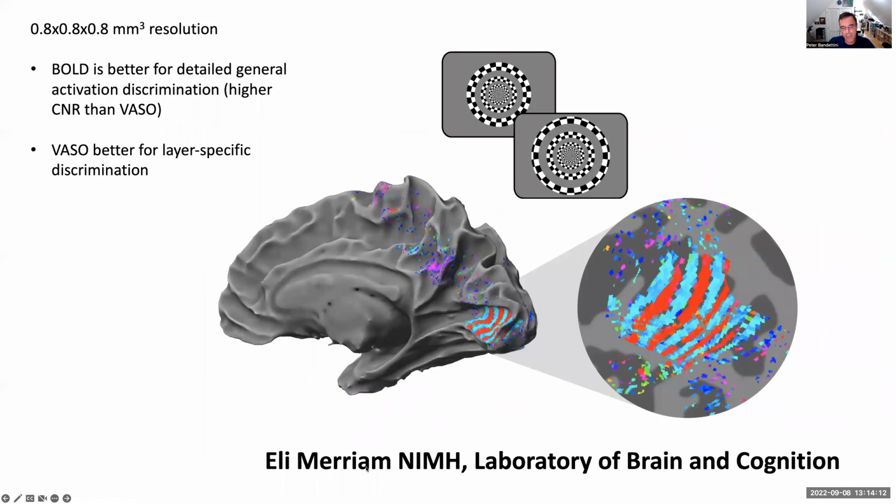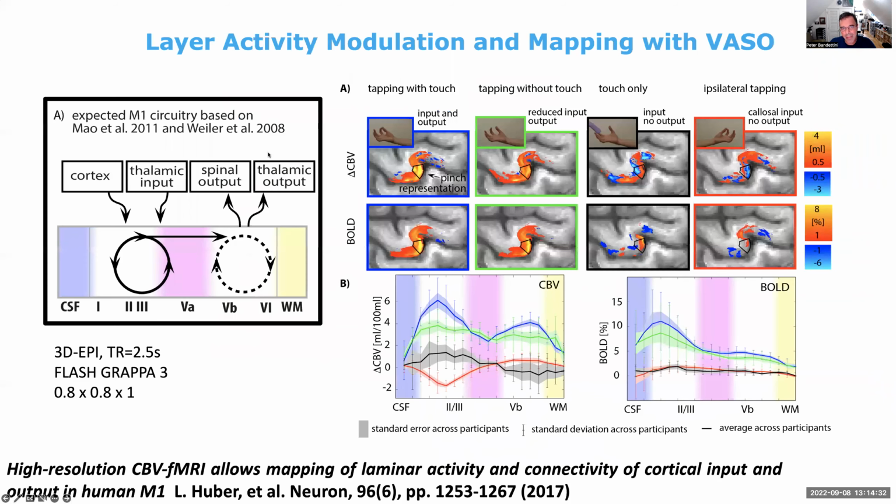This is some preliminary data from Eli Merriam and IMH, basically saying that BOLD seems better for detailed general activation discrimination. I'll bring up one exception to that with our digit mapping, but VASO is better for layer-specific discrimination. So, laminar mapping. This was Renzo's first work that made an impact. It was published in Neuron in 2017.